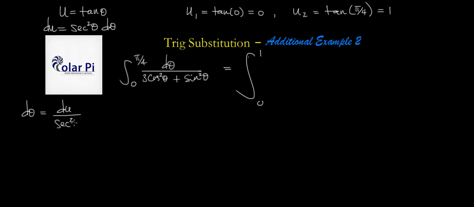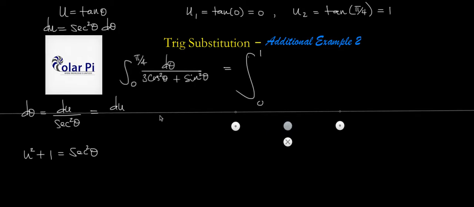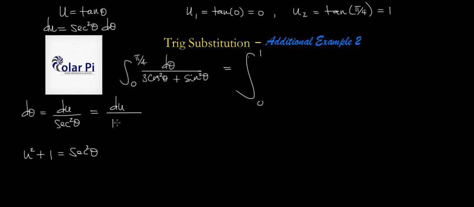Now, remember, u is tan theta, and therefore u squared plus 1, which is tan squared plus 1, is equal to secant squared theta. So it turns out that d theta is equal to du divided by 1 plus u squared, which is u squared plus 1. Okay, so we've got d theta.